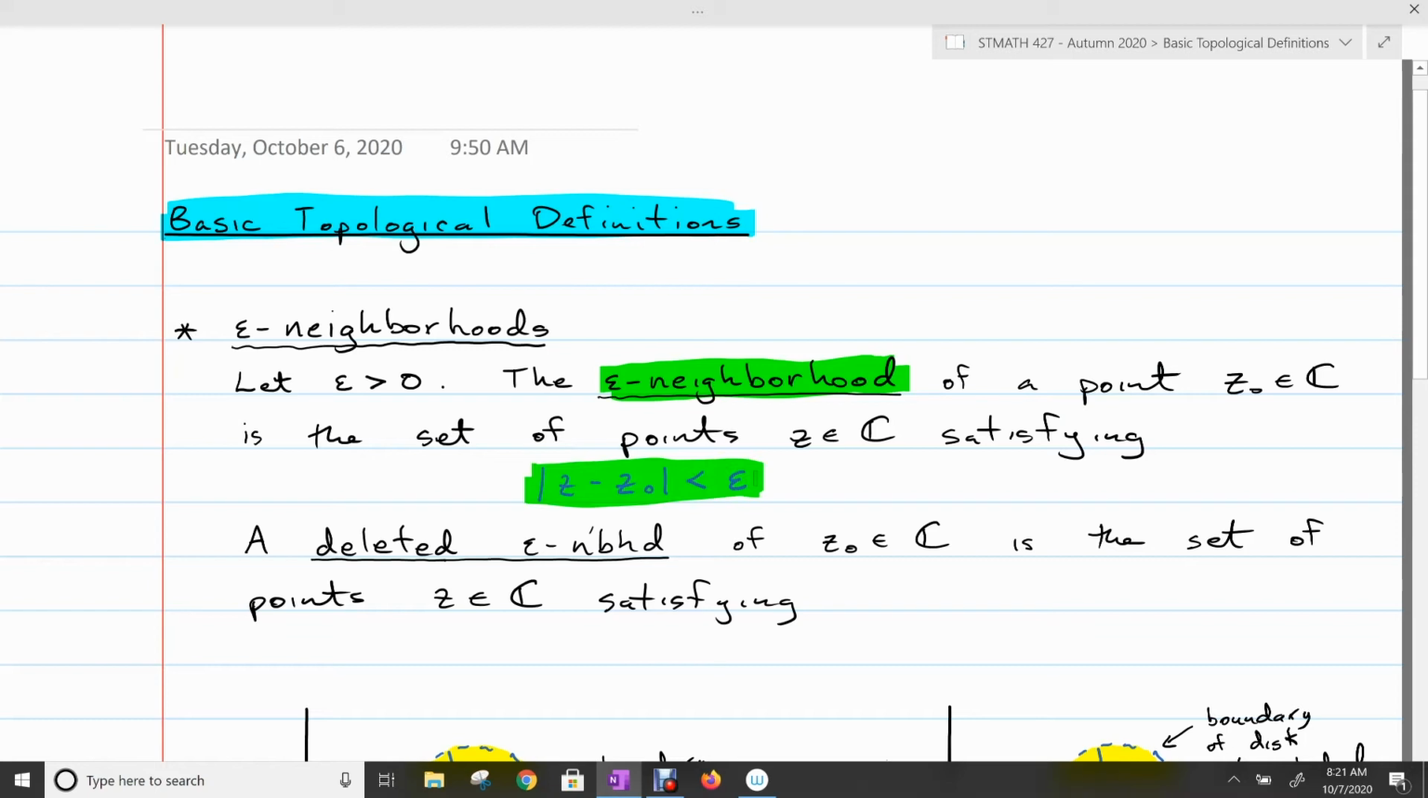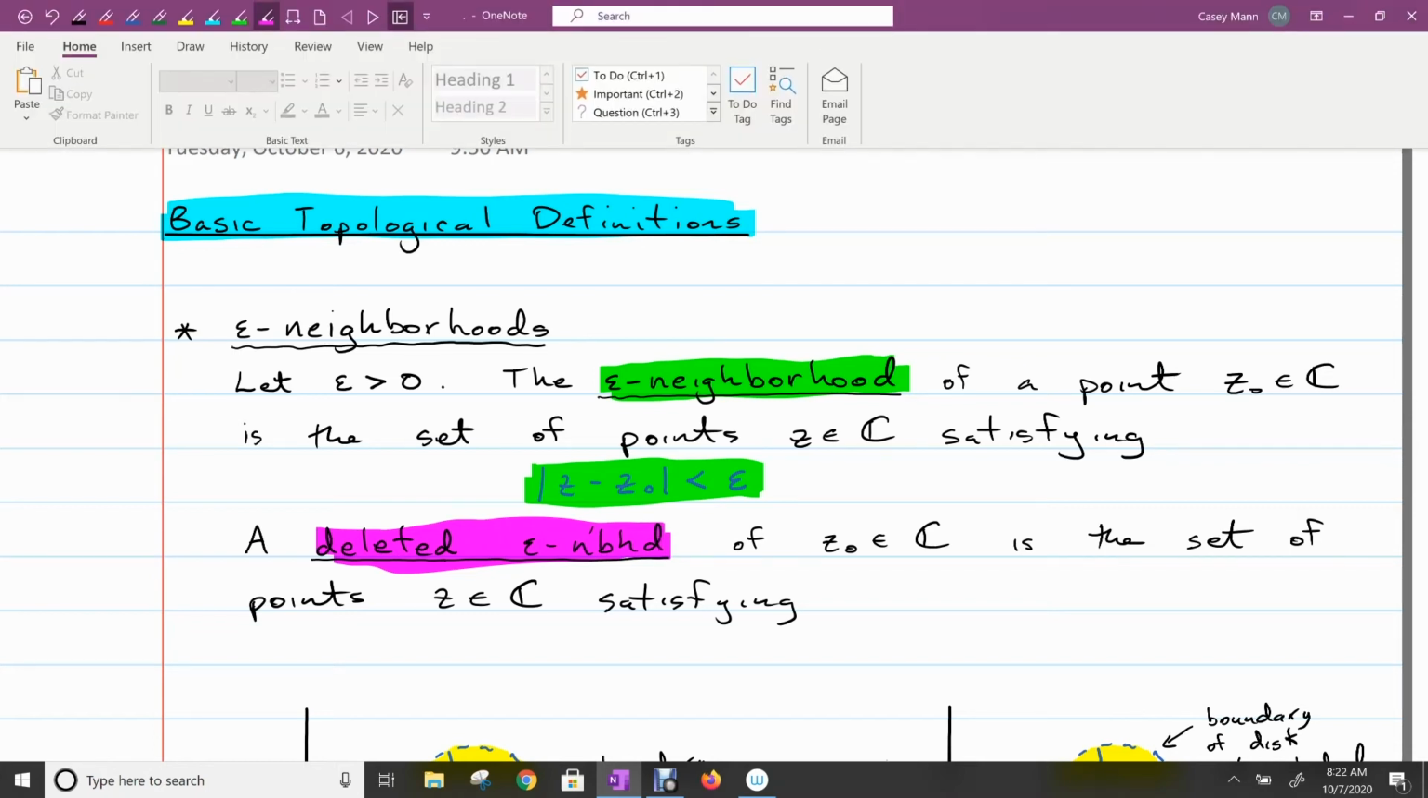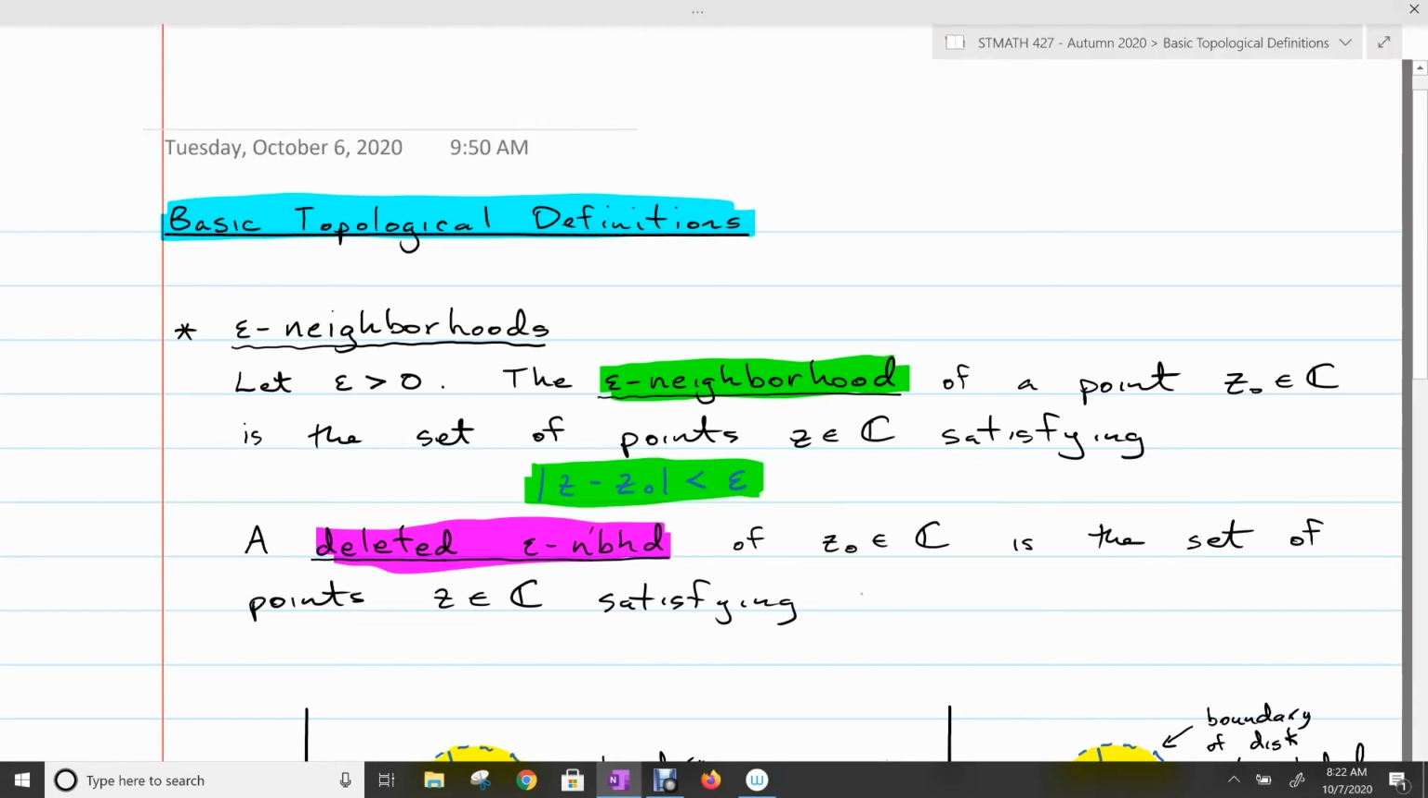We can also speak of a deleted epsilon neighborhood of z0, which is a very similar concept. A deleted neighborhood of z0 is just a circular disk centered at z0, and also you remove the point at the center of that disk. So it could be described in terms of a compound inequality like this. It would be the set of points z in the complex plane satisfying 0 is strictly less than absolute value of z minus z0, and then that's less than epsilon.